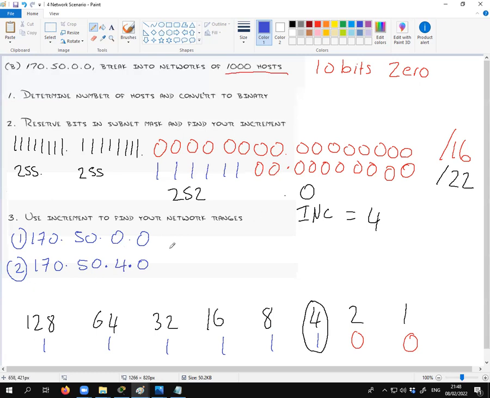And I'm only going to write 2 there. So, okay, just be careful on this one. This is a bit of a gotcha. What's the very last address in network number 1?